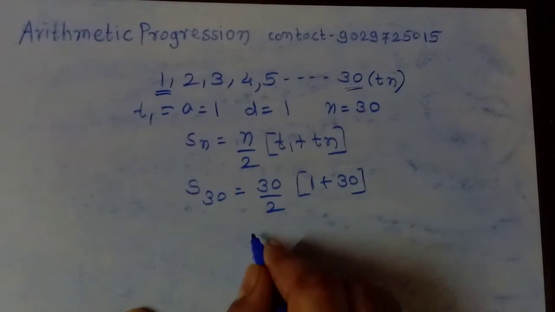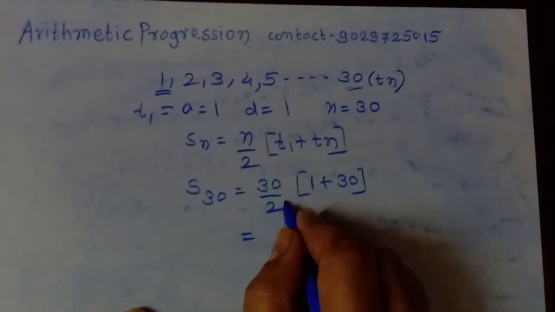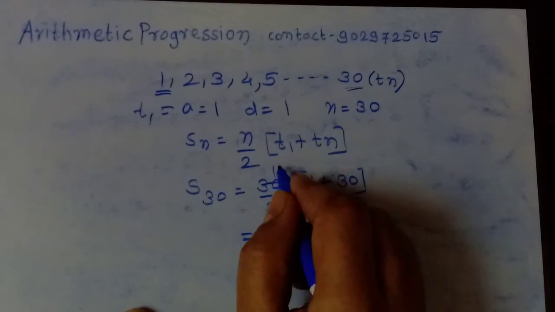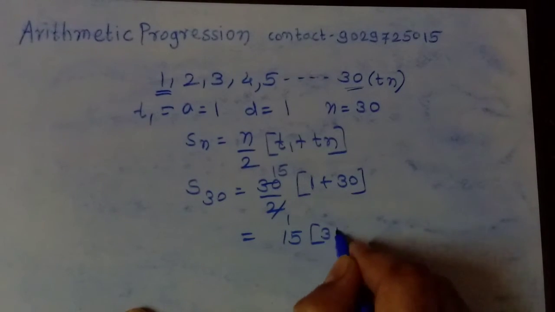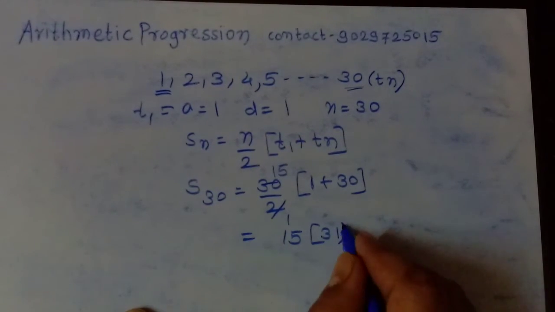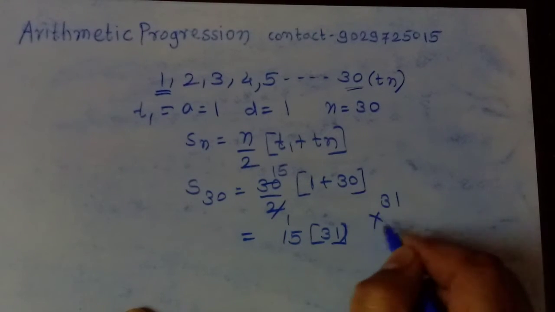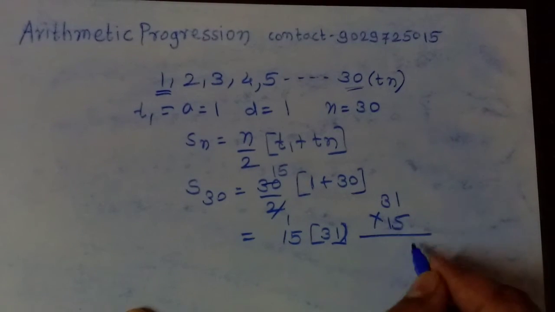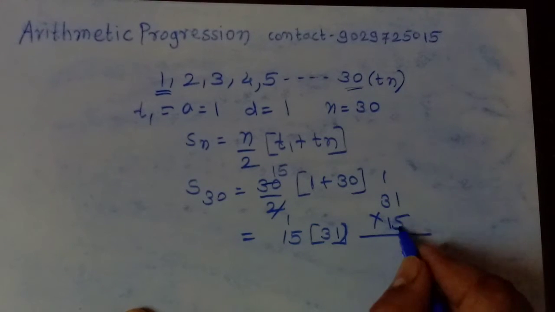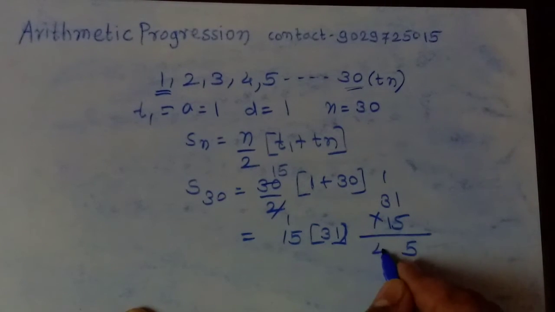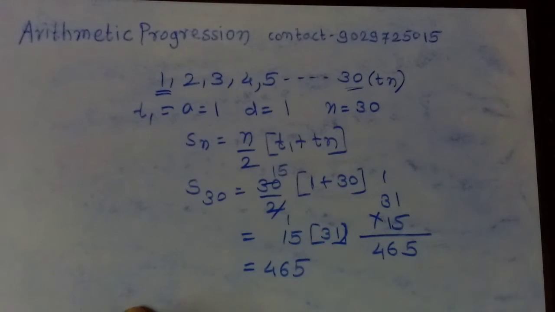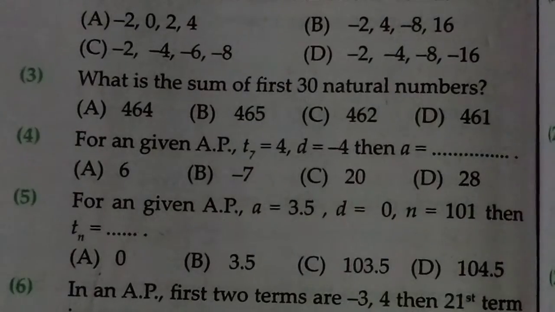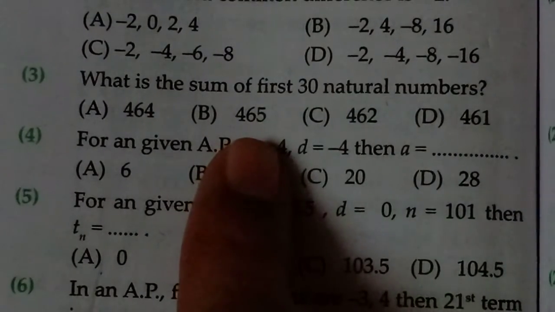This is equal to 30/2, which is 15, and 30 plus 1 is 31. That is 31 multiplied by 15. See here, 15 times 1 is 15, 1 carry, 15 times 3 is 45 plus 1 is 46, and your answer is 465. Very easy question. See, your answer is 465.